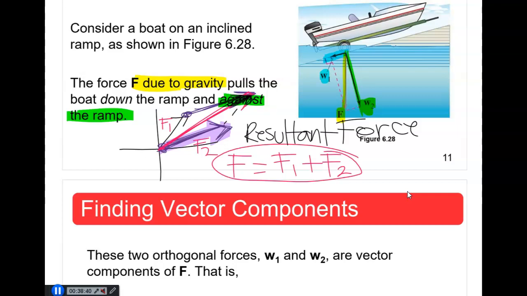I'm not a physics expert, but I would probably consider W sub 1 to be something like friction from the ramp. And then if we combine those two, in this case, W sub 1 plus W sub 2, we obtain F. So F is the resultant force here.